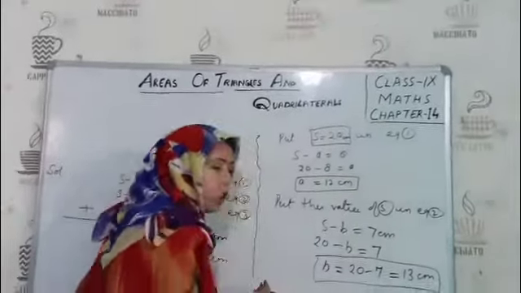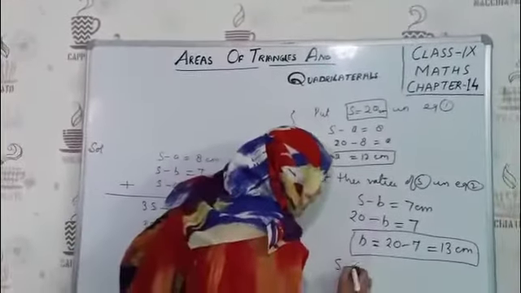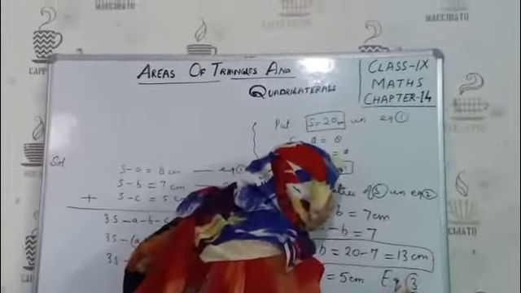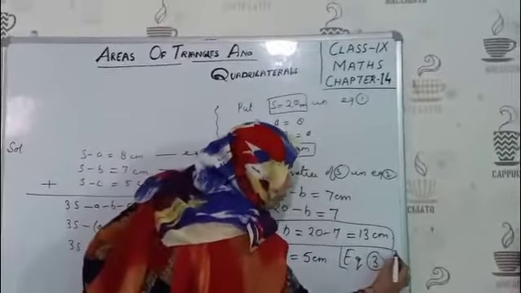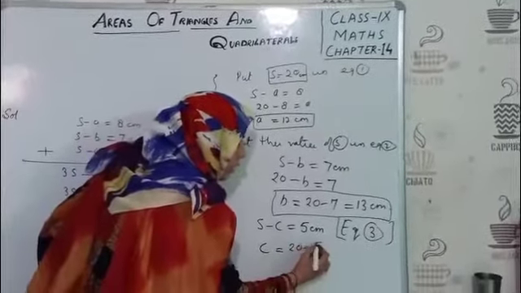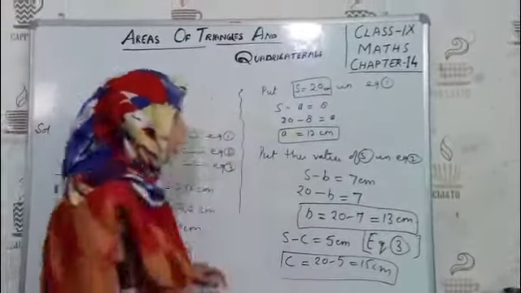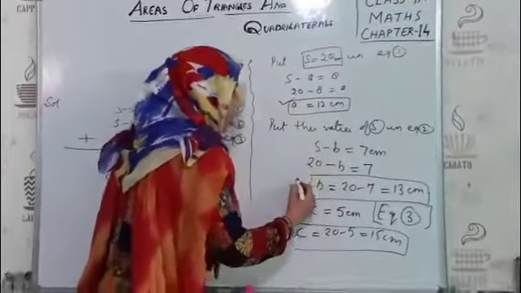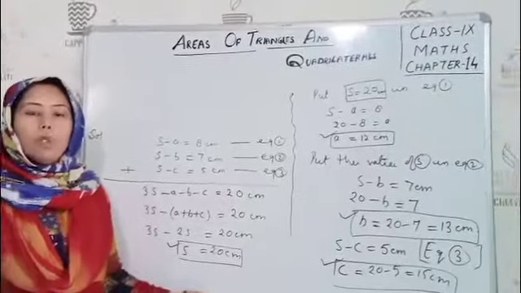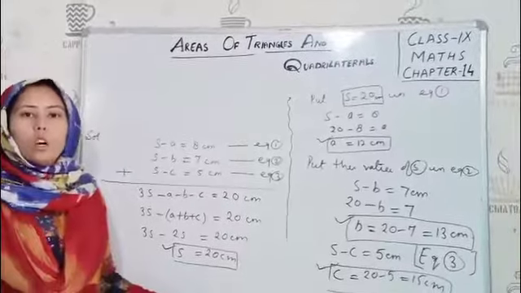Now similarly, when you put the value of s in equation number 3, that is s minus c is 5 centimeter. Okay, so the value of c is equal to 20 minus 5, which is 15 centimeter. Now you know the values of a, b, c and s. So you are easily able to calculate the area of triangle ABC using Heron's formula.